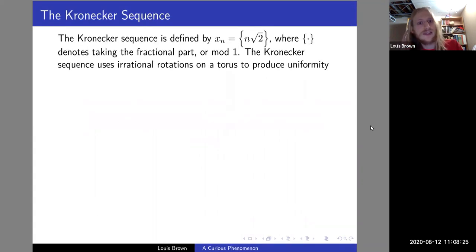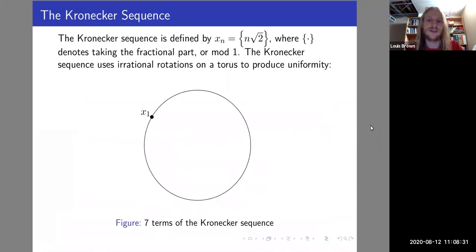So what is that doing? It's using irrational rotations on a torus to produce uniformity. So if this is the unit circle, the first point is going to be a root 2 rotation. So we start at 0, and then root 2 is 1.4. So we wrap all the way around, and then almost another half. Of course, we could also just do the 0.4 part alone and ignore the integer part.